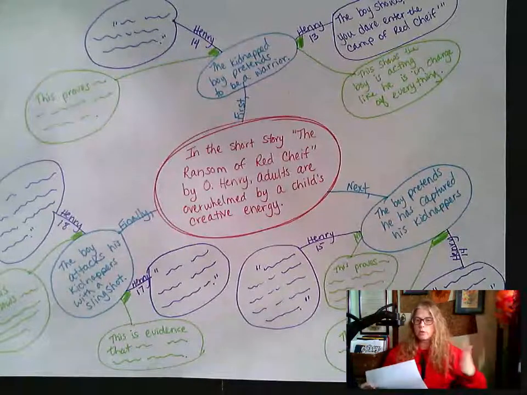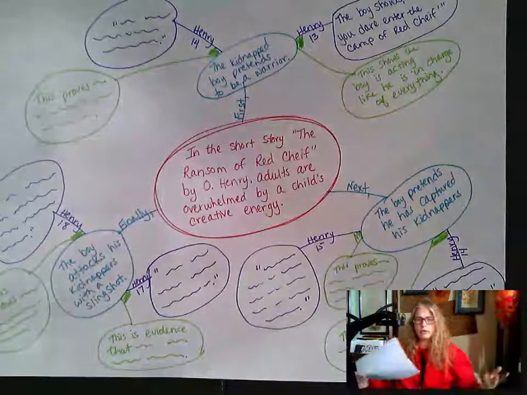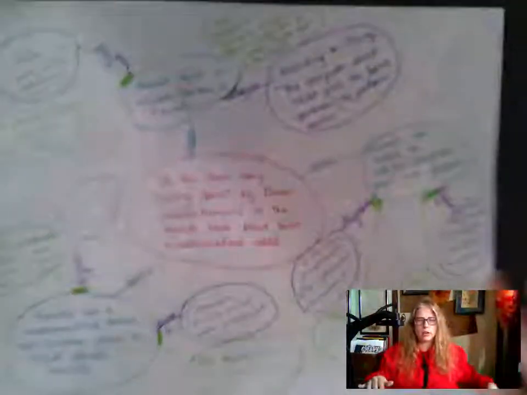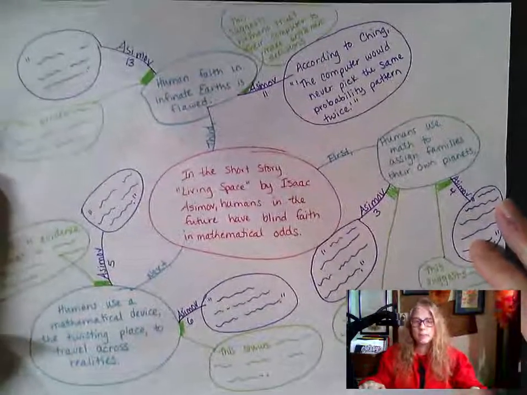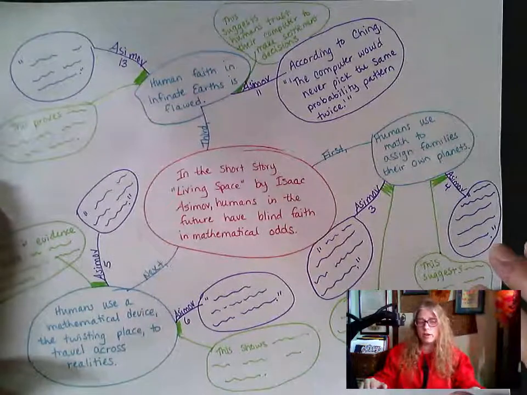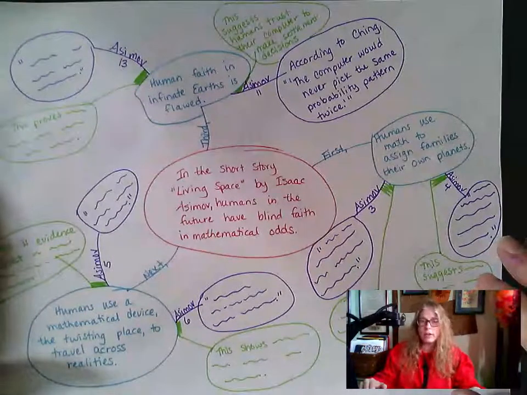And then I have one more story to show you. Hopefully this is refreshing your memory on what literature webs look like. So the last story is this, Living Space. And this is by far the most complex story. So if you were confused about what was going on, that's okay. This is a really advanced story.